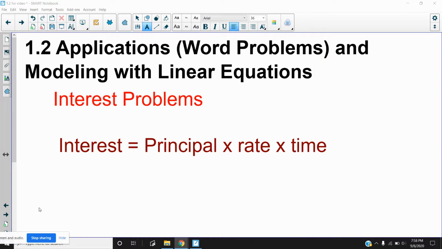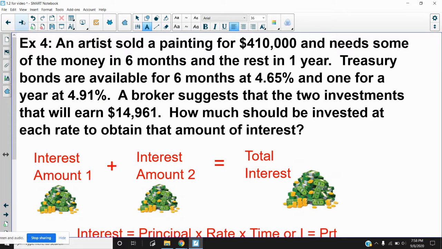This video will go over an example of an interest problem. This is the fourth type of problem that we've seen in section 1.2. Now you may remember the formula interest equals principal times rate times time, where principal is our beginning amount, rate is our interest rate as a decimal, and time is in years. We will be making use of this formula.